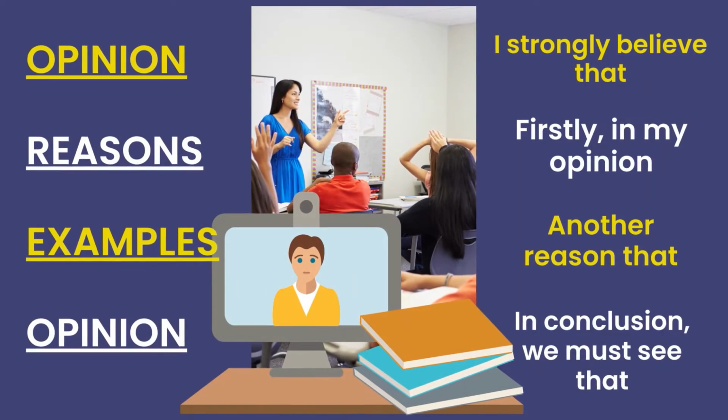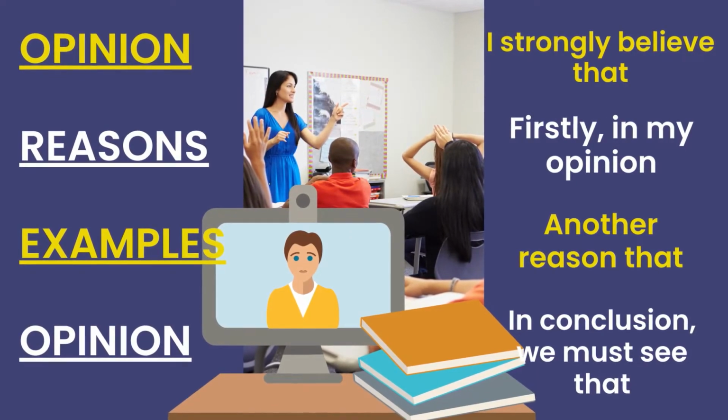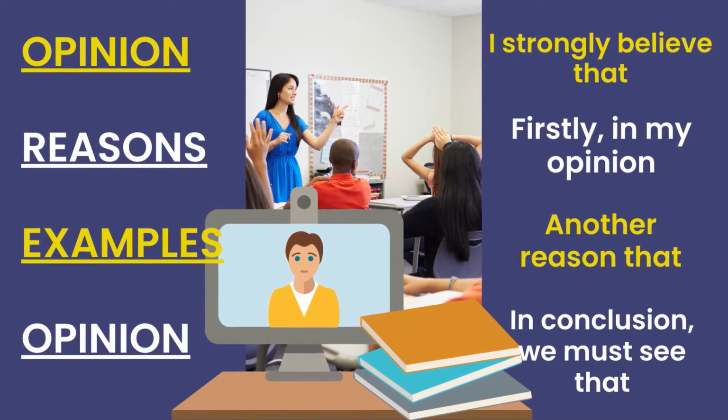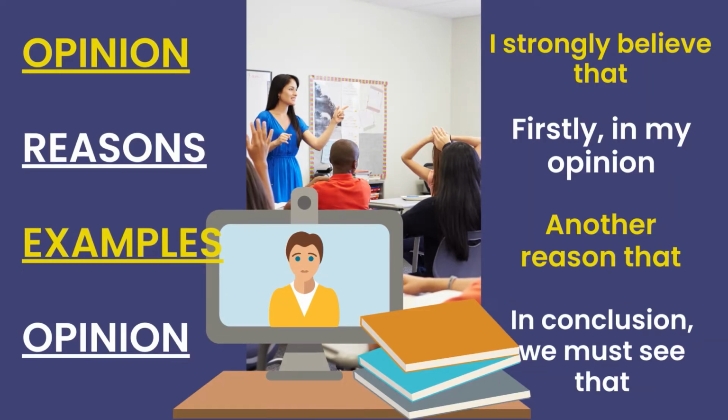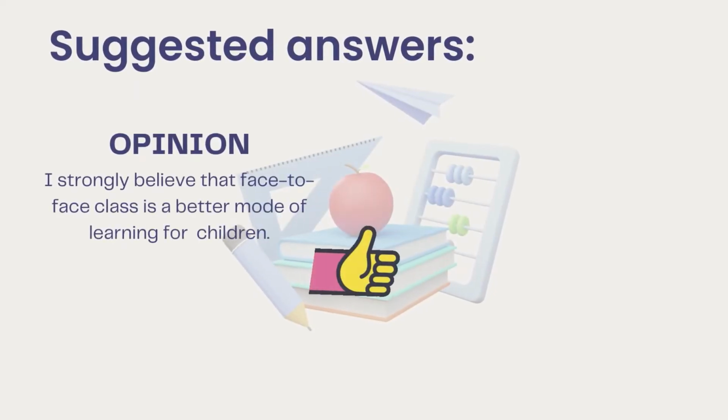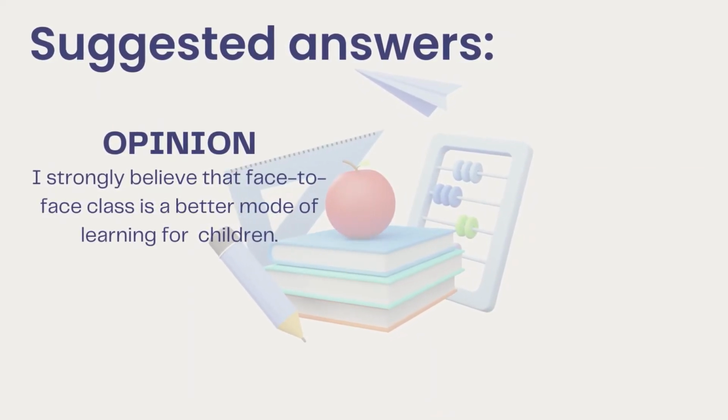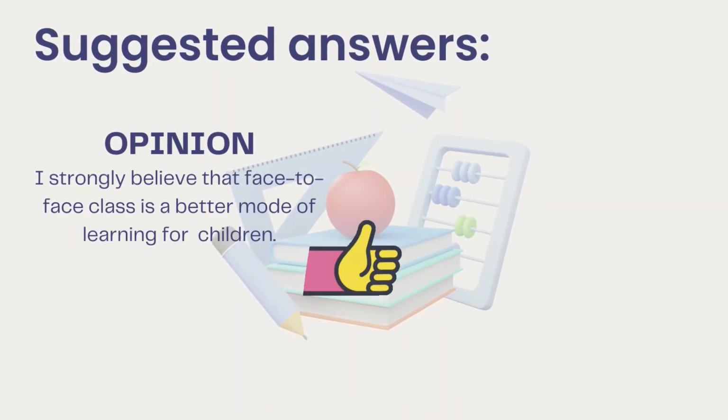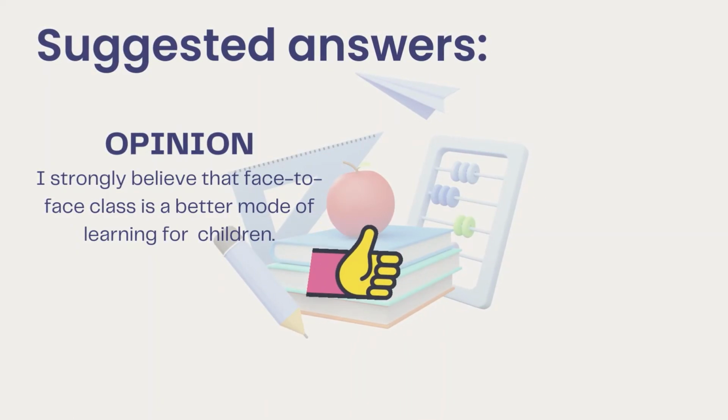Now, for opinion, you have to use the signal words I strongly believe that. For reasons, use firstly in my opinion. For examples, use another reason that. And for opinion, use in conclusion, we must see that. So, you have to follow this guide or these sample words, the signal words, for you to be able to write the correct answer correctly. All right. So these are my suggested answers. For opinion, I strongly believe that face-to-face class is a better mode of learning for children. Okay. So this is my suggested answer.